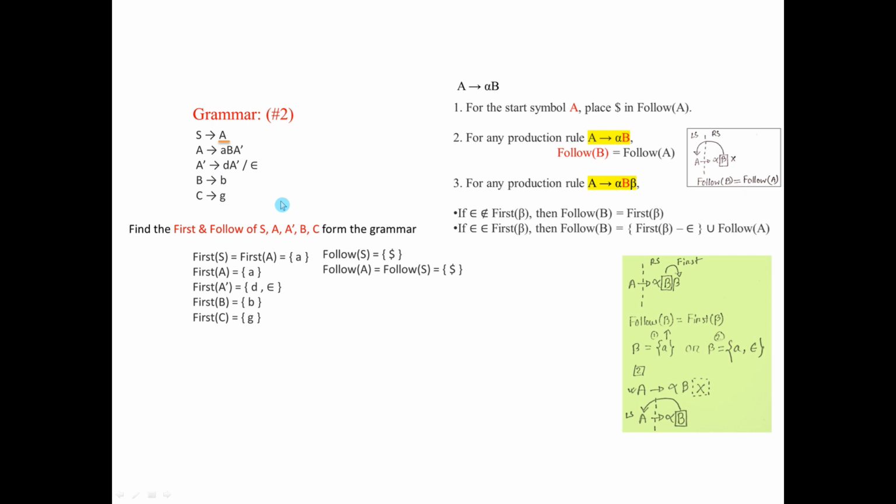The symbol A is on the right side of the first derivation of S, and there is no symbol on the right side of A. So we will apply rule number 2. Follow of A equals follow of S. The result is a $ sign.